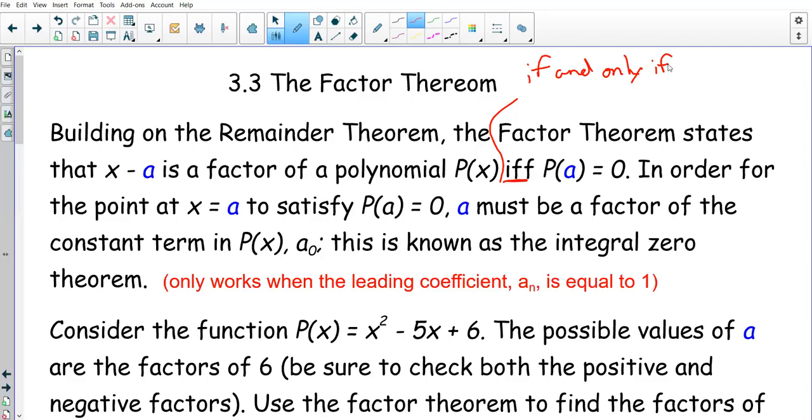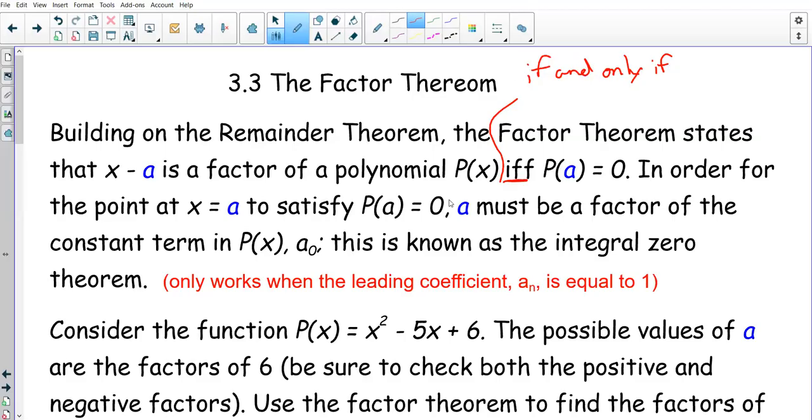All right, so in order for the point at x equal a to satisfy p of a equals 0, a must be a factor of the constant term in p of x. So that last term in whatever polynomial we have, the a naught, a has to be a factor of that. This is known as the integral zero theorem. Now, this only works when the leading coefficient, which we usually call an, is equal to 1. If it's not equal to 1, then we can divide by whatever an is, and we can pull that factor of an out of the polynomial, and then we can use the integral zero theorem.